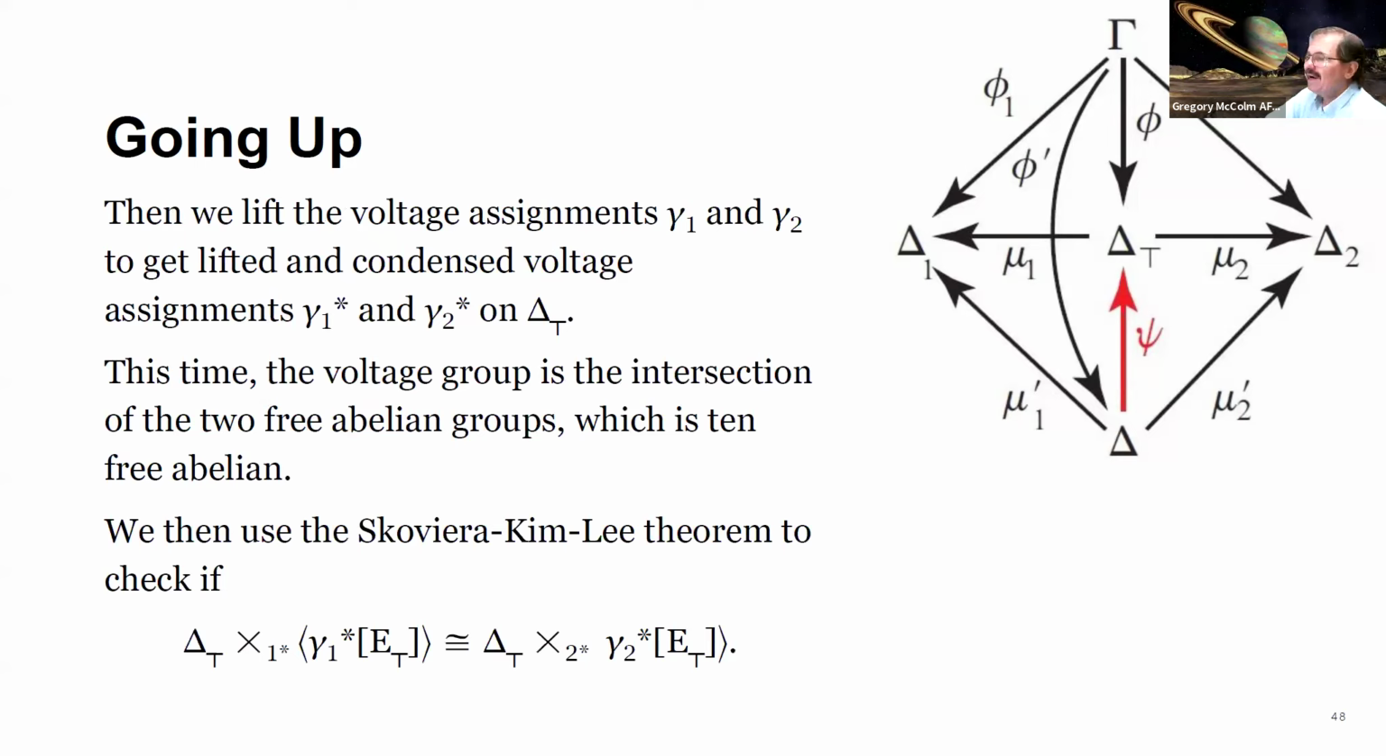Then we lift the voltages from here to this and the voltages from here to this. So we get two distinct sets of voltages on delta top. Now we finally have two sets of voltages on the same underlying graph. And now we can use the Scoviero-Kim-Lee theorem to check whether or not the derived graph from the voltages here, namely this, and the derived graph from the voltages here, namely this, actually are isomorphic. And that will give us our answer.